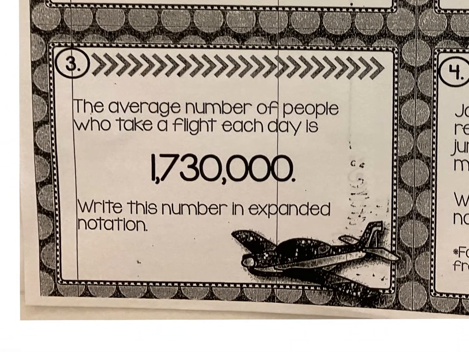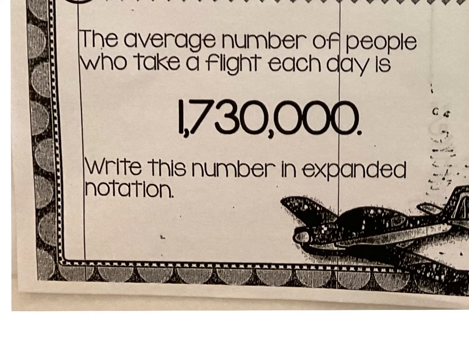Number 3. The average number of people who take a flight each day is 1,730,000. Write this number in expanded notation. We just saw what expanded notation looks like. So we're going to write this number in expanded notation. I have a 1. What place is the 1 in? Let's say the places together, starting with the 0.